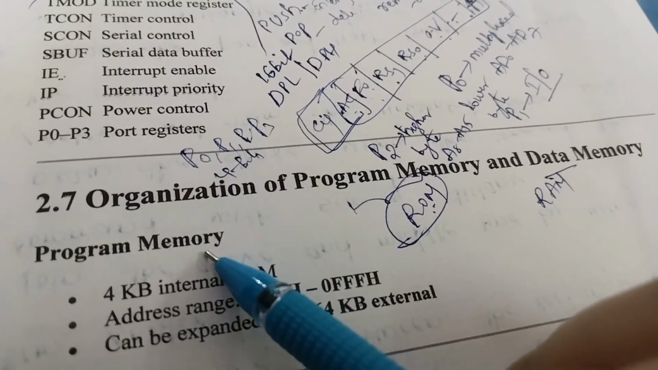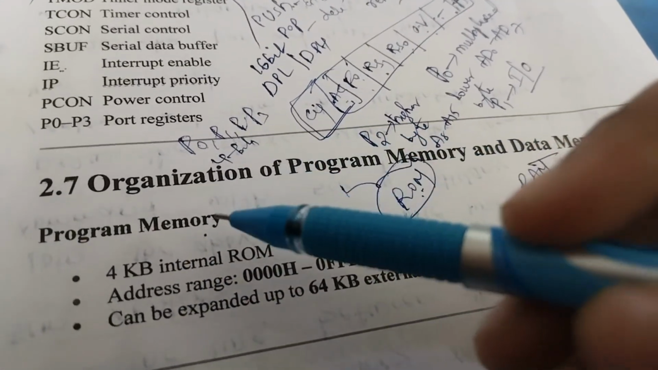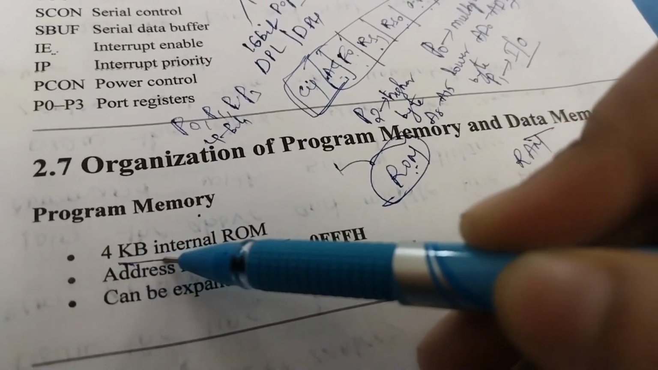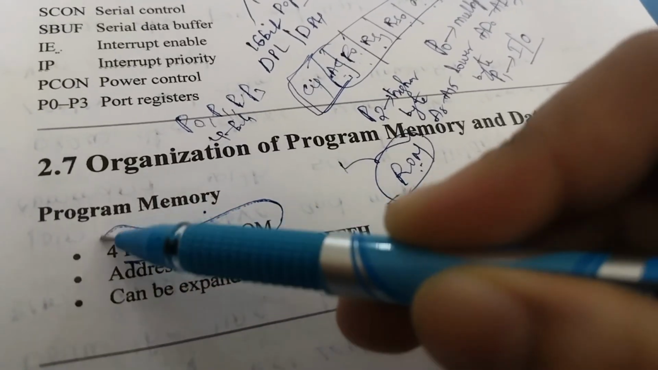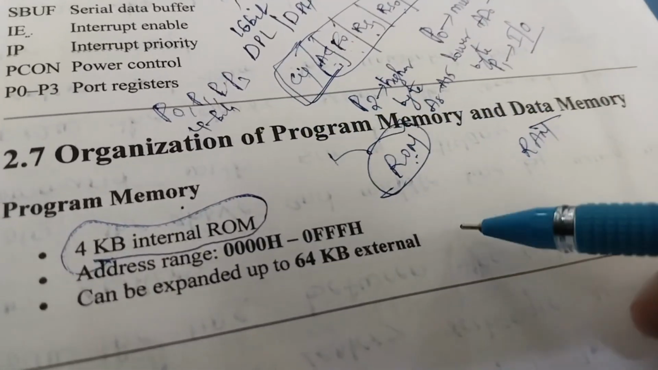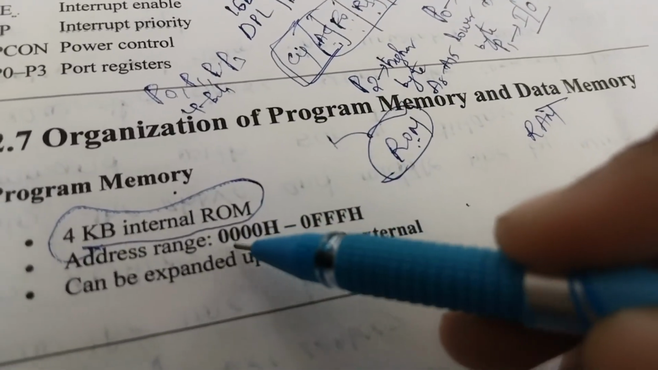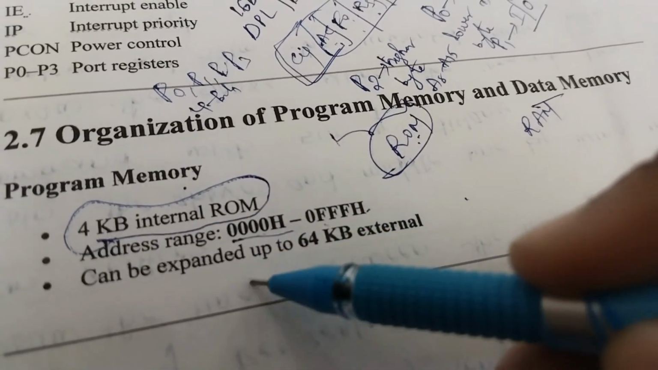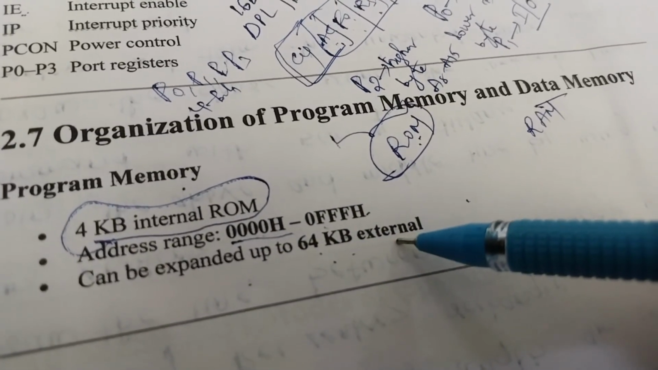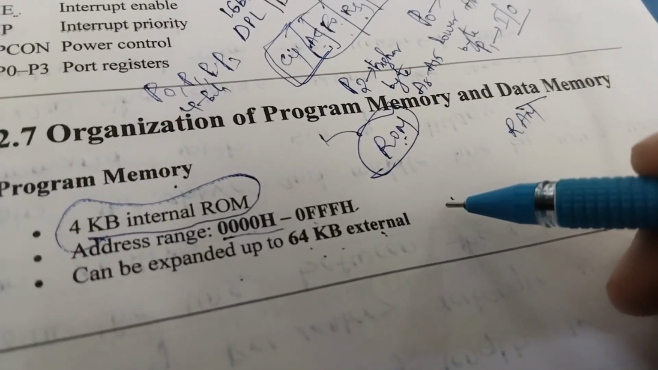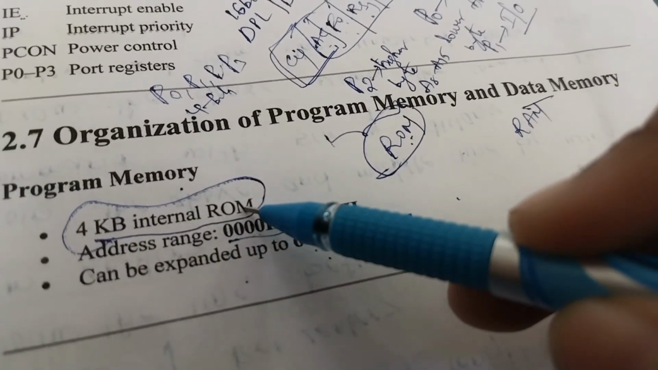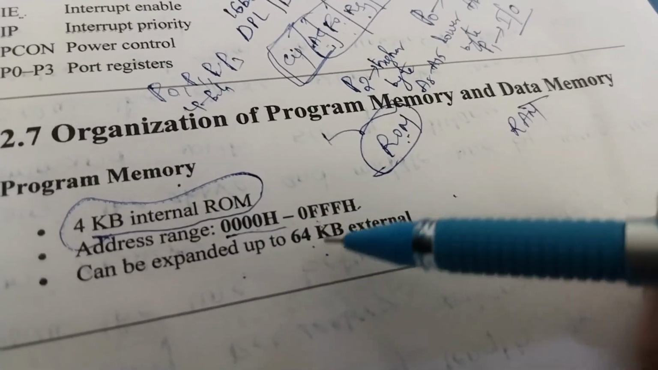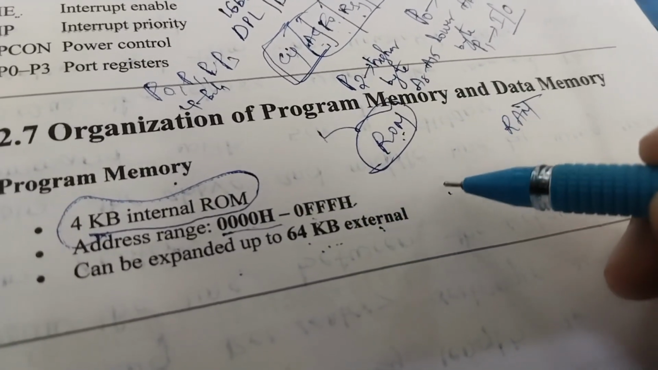This is one of the important features of the 8051 controller; you can write this answer in the features of 8051 also. The 8051 has 4 kilobytes of internal ROM. The memory address range is 0000 to 0FFFH, and it can be expanded up to 64 kilobytes of external memory.